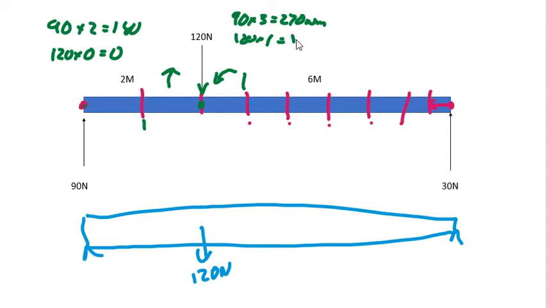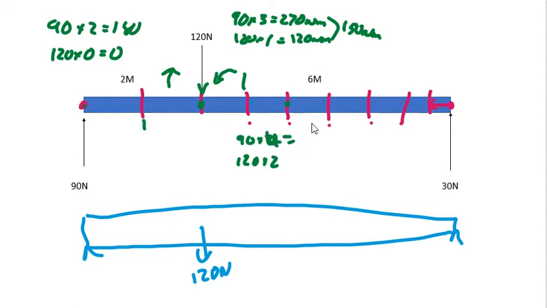So that is 120. So they're in opposite directions. So if I combine them, I get 150 newton meters. I could do the same thing for here. At 4 meters, it's going to be 90 times 4. It is going to be 120 times 2.